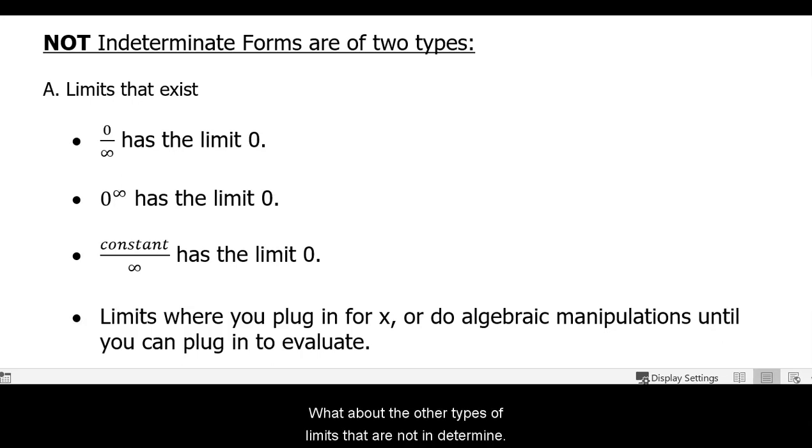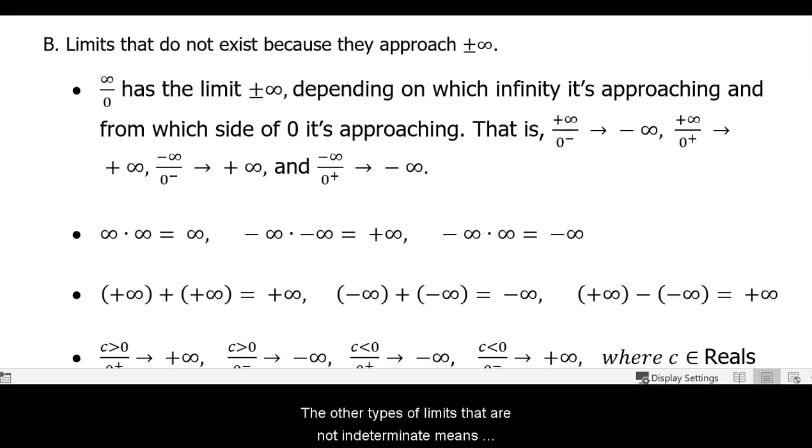What about the other types of limits that are not indeterminate? The other types of limits that are not indeterminate means that they are not approaching a finite real number, but they do not exist because they approach infinity or negative infinity. What kinds of forms might you get that would lead to a resulting limit of infinity or negative infinity? Infinity divided by 0 will go to either infinity or negative infinity, depending on which infinity it's approaching and which side of 0 it's approaching from.